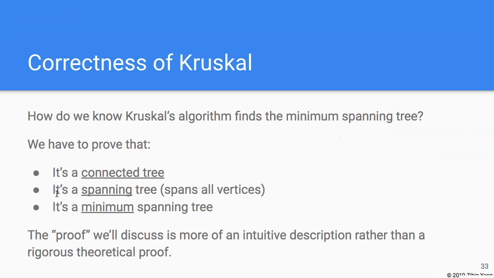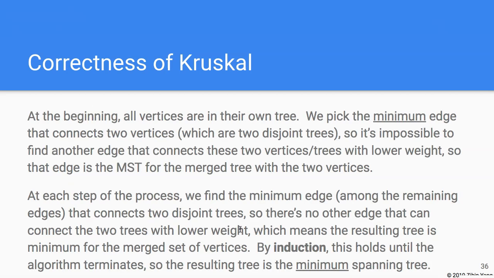So the last thing we want to prove is that the resulting tree is the minimum of all the spanning trees. And in order to do that, we use induction again. And the way it goes is like this. So we have to prove first that at the beginning, the first spanning tree that we create is a minimum spanning tree.